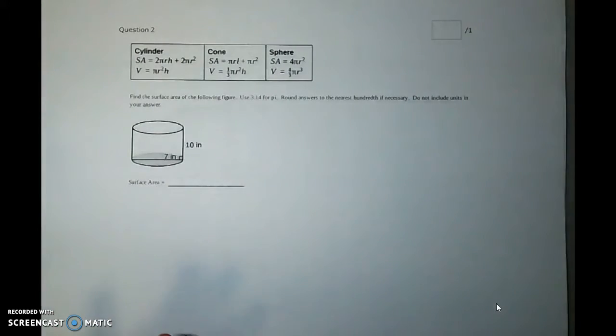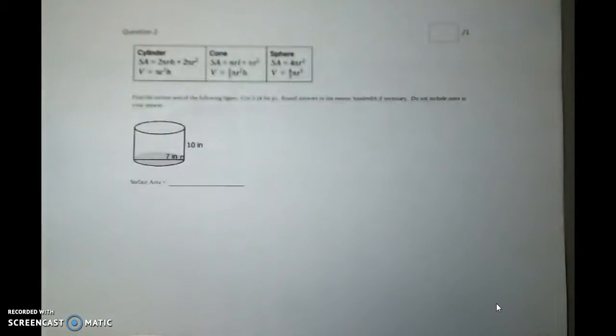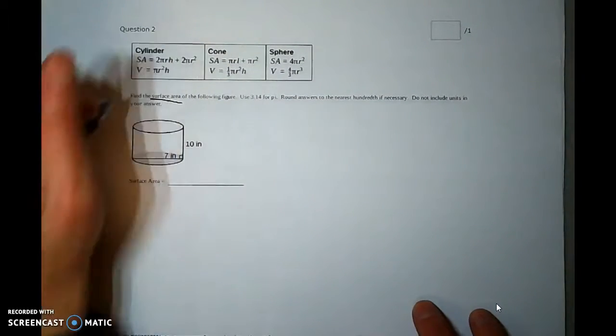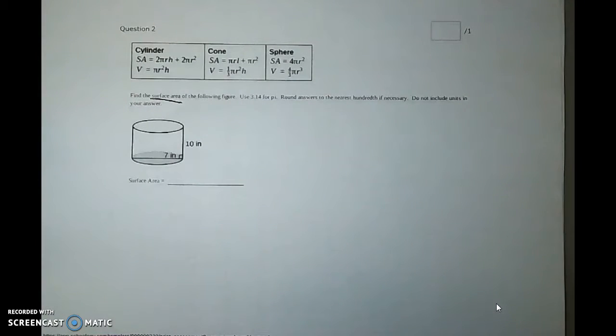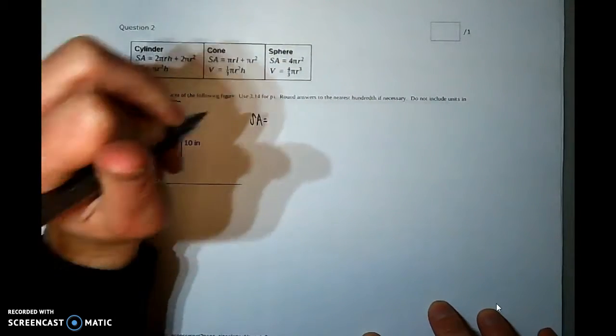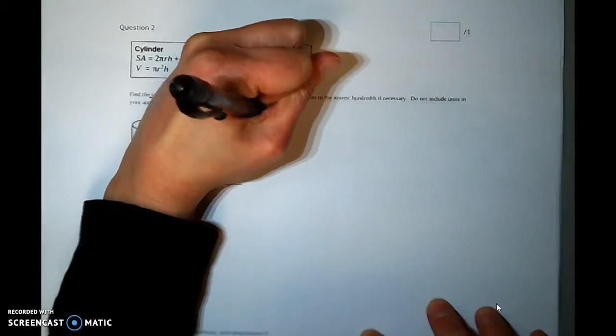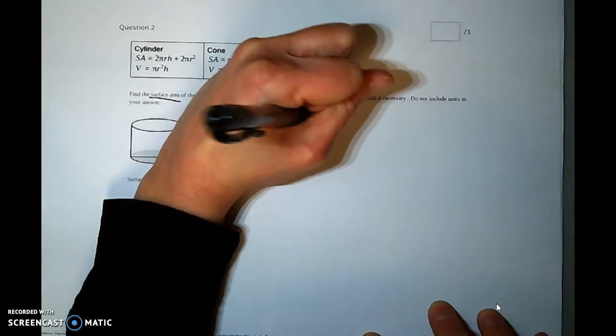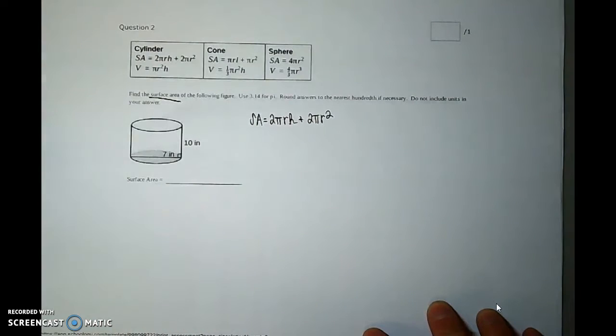Okay, the next question is very similar to this, but instead of giving us the radius, we can see that it gives us a diameter. So we're still finding surface area. I still have two bases, so I know it's a cylinder. So I'm going to use the same formula as last time. SA equals 2 pi r h plus 2 pi r squared. And then I plug variables in where they go.